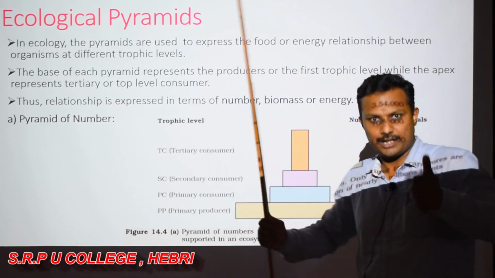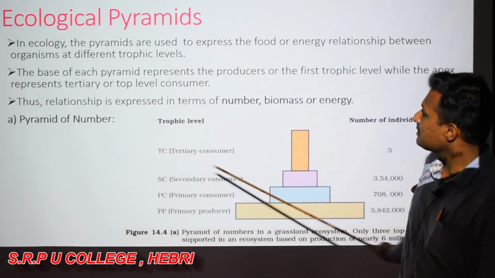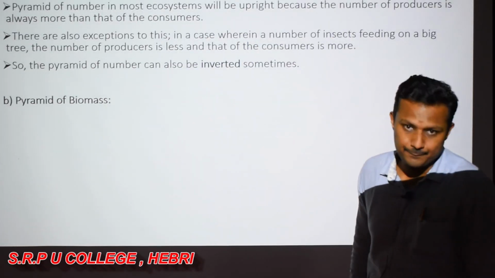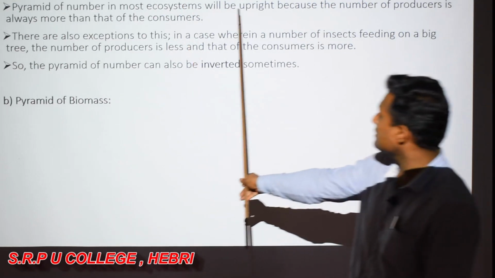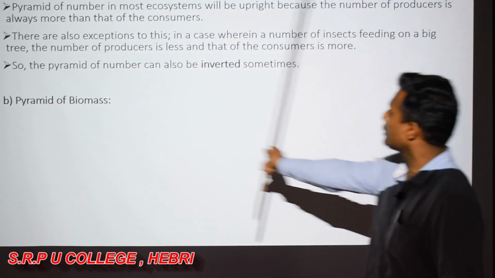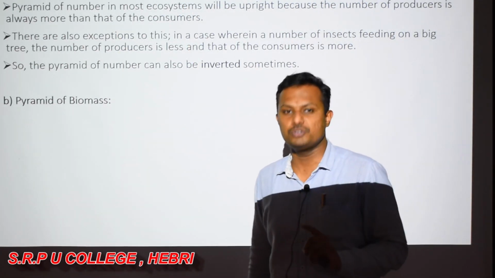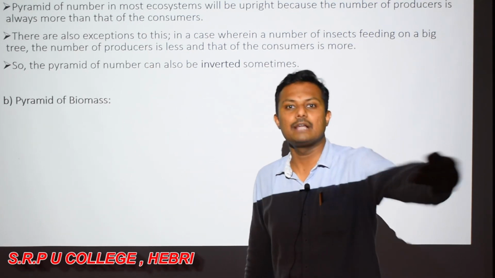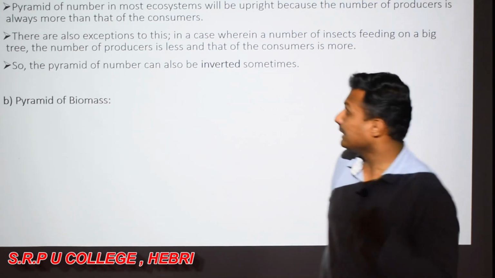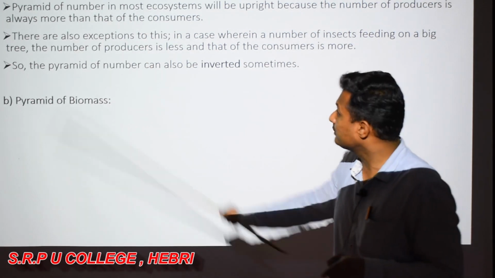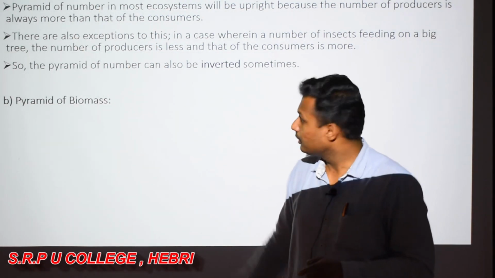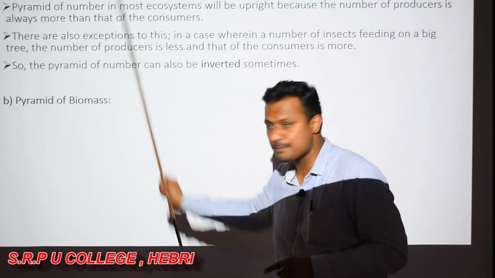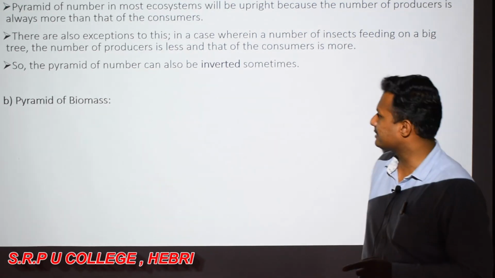Upright means it stands straight. But this cannot always be true. Why? See, the pyramid of numbers in most ecosystems will be upright because the number of producers will always be more than the consumers. Right? But there are also exceptions to this assumption. What are those exceptions here?